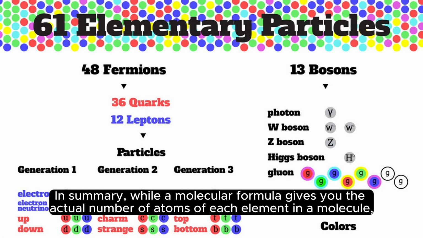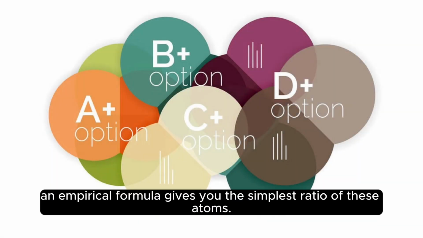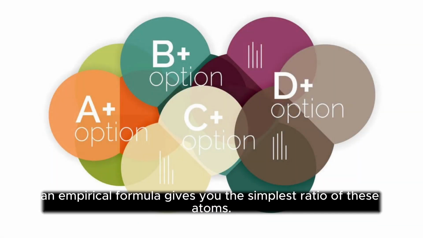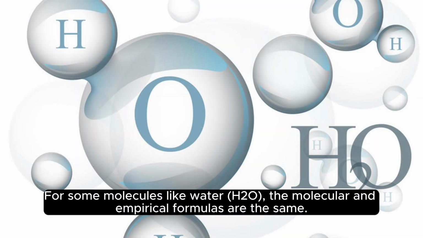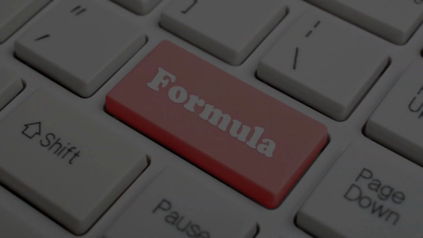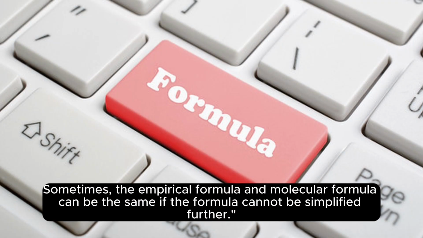In summary, while a molecular formula gives you the actual number of atoms of each element in a molecule, an empirical formula gives you the simplest ratio of these atoms. For some molecules like water, H2O, the molecular and empirical formulas are the same. Sometimes, the empirical formula and molecular formula can be the same if the formula cannot be simplified further.